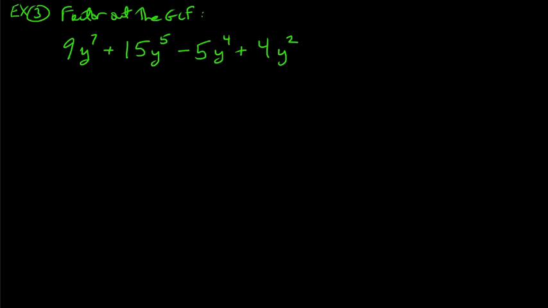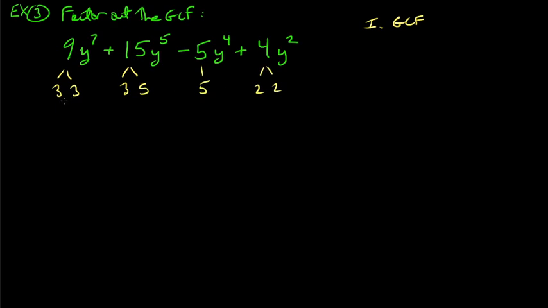Okay, factor out the GCF. 9y to the 7 plus 15y to the 5 minus 5y to the 4 plus 4y squared. Okay, so we're back to 4 terms, and we want to find the GCF. Let's just look at the numbers. 9 is 3 times 3. 15 is 3 times 5. 5 is prime, so we'll just leave it as 5. And 4 is 2 times 2.